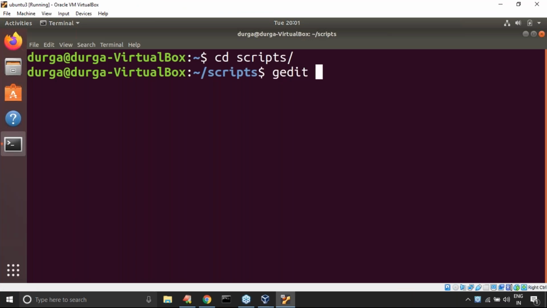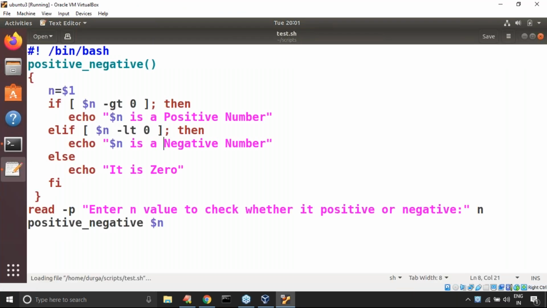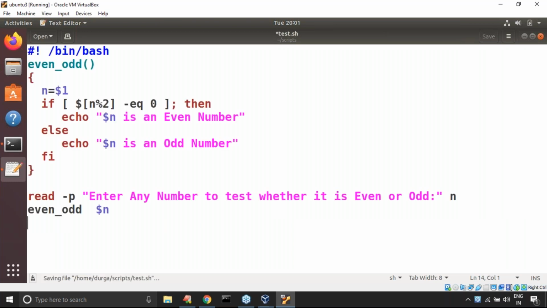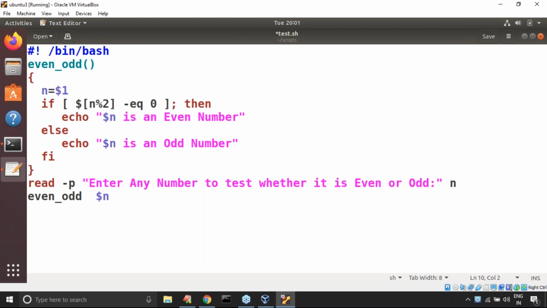I'm taking gedit test.sh, and here is whatever script is there. Now observe carefully. This is the script. Can you please cross check? Am I making any mistake here? Everything is proper, right? Please confirm. Yes, friends.